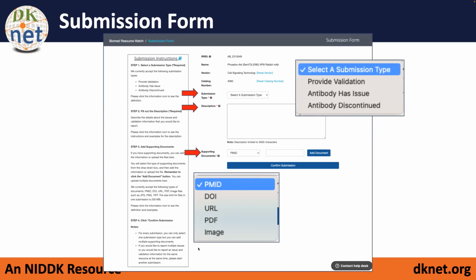And then the various types of supporting documentation we can take are PubMed IDs or DOIs that refer to research papers, or other papers in the literature, such as preprints. A URL, if it's a link to potentially an external resource, such as a manufacturer that talks about the discontinuation of an antibody, or another resource. And then we also allow upload of PDFs and images. So if you have an internal report from your lab about the performance of a resource, then you can upload that PDF as well.